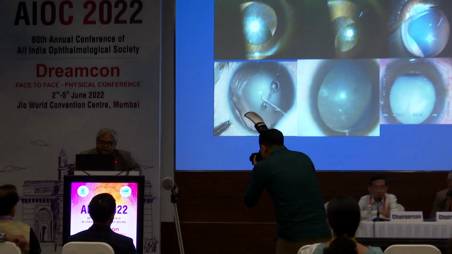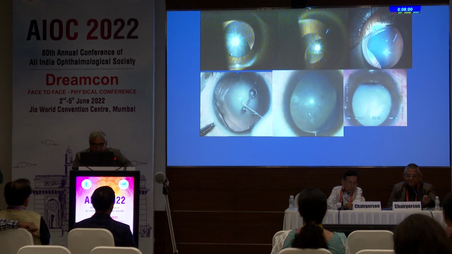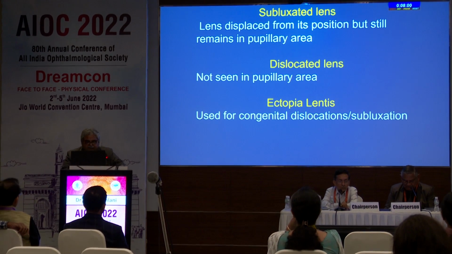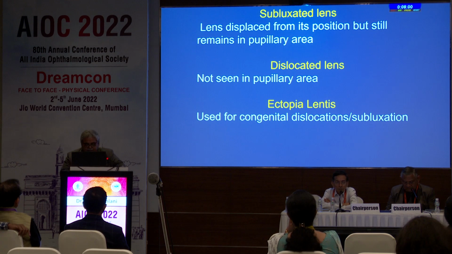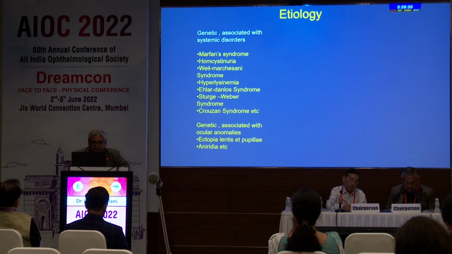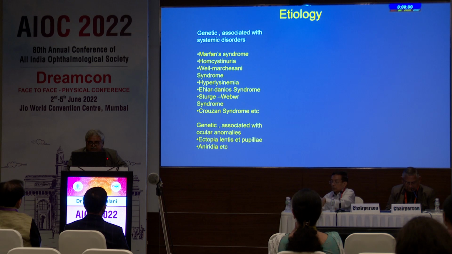So these are the different scenarios, where you get different varieties of zonulolysis with different degrees of density of cataract. So you have to mind both things, the degree of zonulolysis and the density of the cataract. Just a few definitions. Subluxated, if it is seen in the pupillary area; dislocated lens means it is not seen in the pupillary area; ectopia lentis is given to a congenital situation. Etiology could be genetic, associated with systemic disorders, associated with different ocular pathologies, and finally it could be a traumatic one.